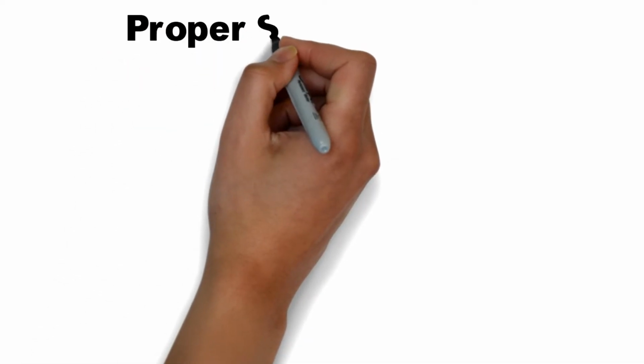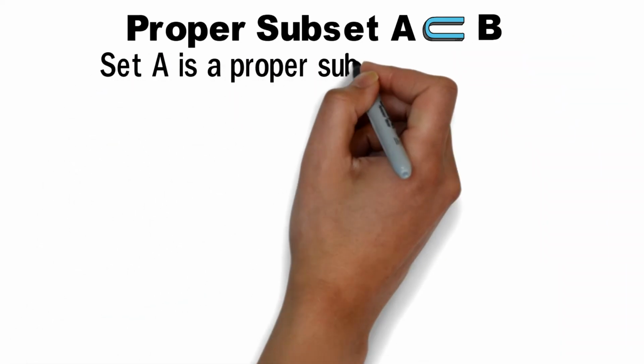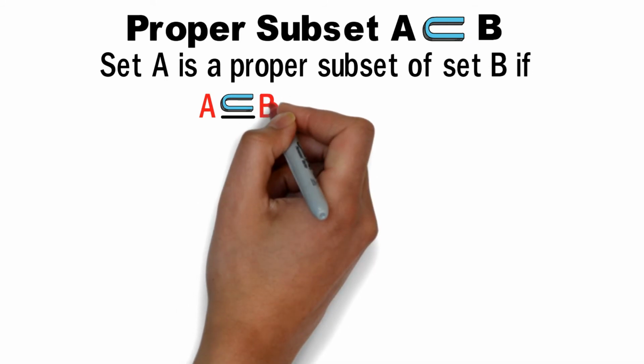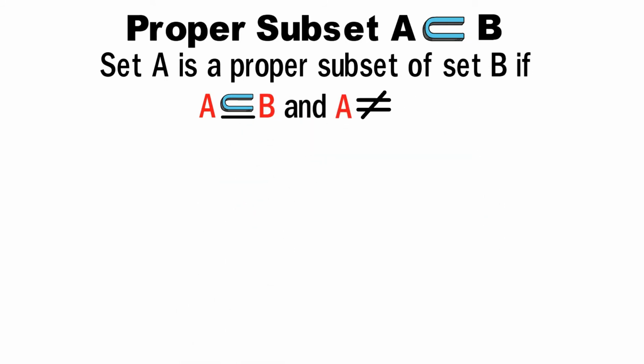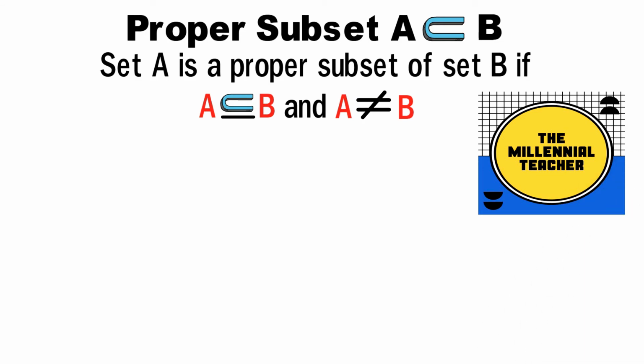Next naman ay proper subset. Set A is a proper subset of set B, if A is a subset of B o ang mga ibang elements ng A ay nasa B and B is not equal, ibig sabihin hindi lahat ng elements ni A ay nakay B. Ang gagamitin nating examples ay ang mga examples na ginamit ko sa subset para mas madali ninyong maunawaan.